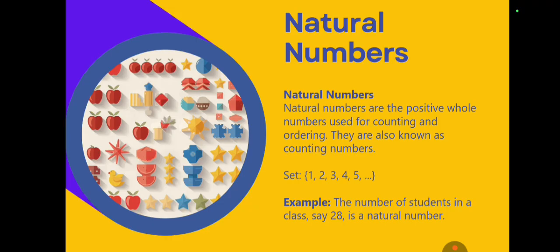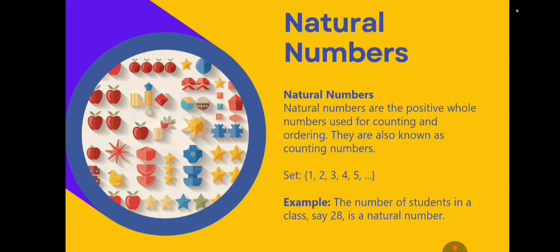Now, we'll start off with natural numbers. Natural numbers are positive whole numbers used for counting and ordering. They are known as counting numbers. So, for instance, if you're counting a set of fingers, you'd say I have 1, 2, 3, 4, 5 fingers. If you're counting people in a room, you would say there are 1, 2, 3, 4, 5 people. You don't start by saying there is 0, 1, 2, 3 people.